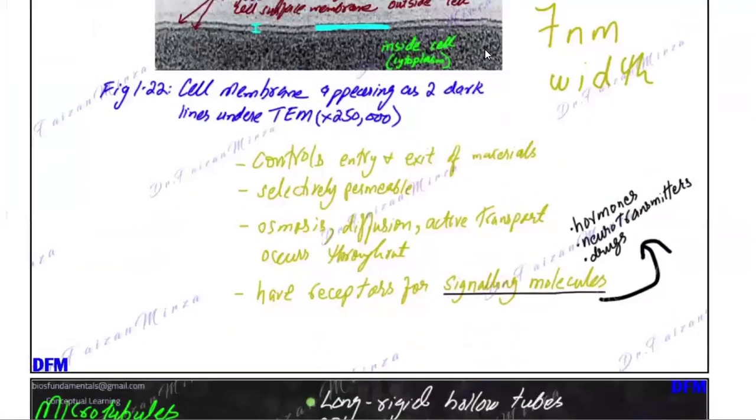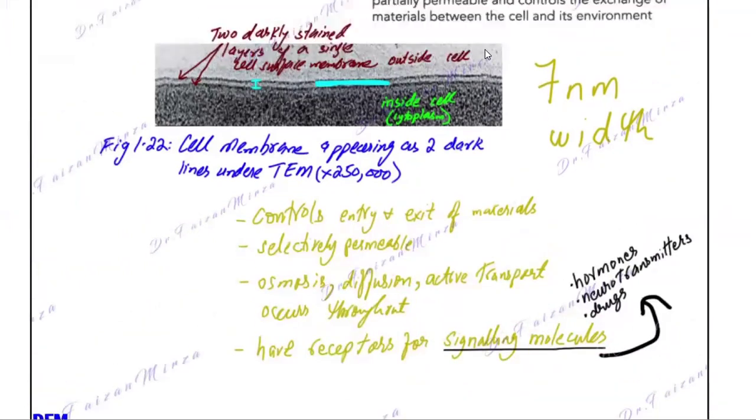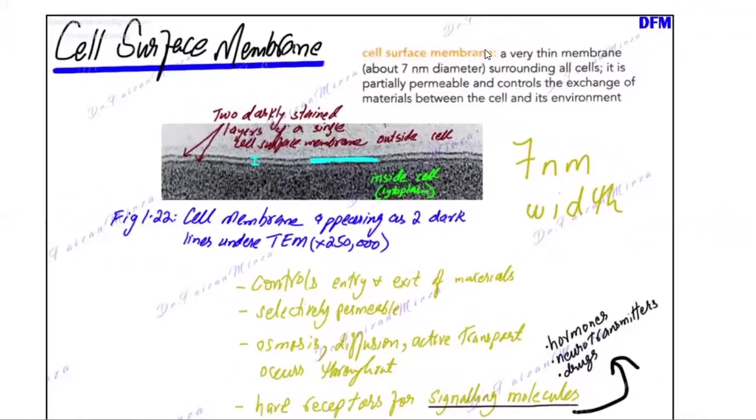The cell membrane prevents the free entry of materials, it's selectively permeable, and osmosis, diffusion, and active transport can occur. The cell membrane also has receptors for signaling molecules, for example hormones and transmitters, as well as drugs. They act on the cell surface membrane to bring about changes within the cell.